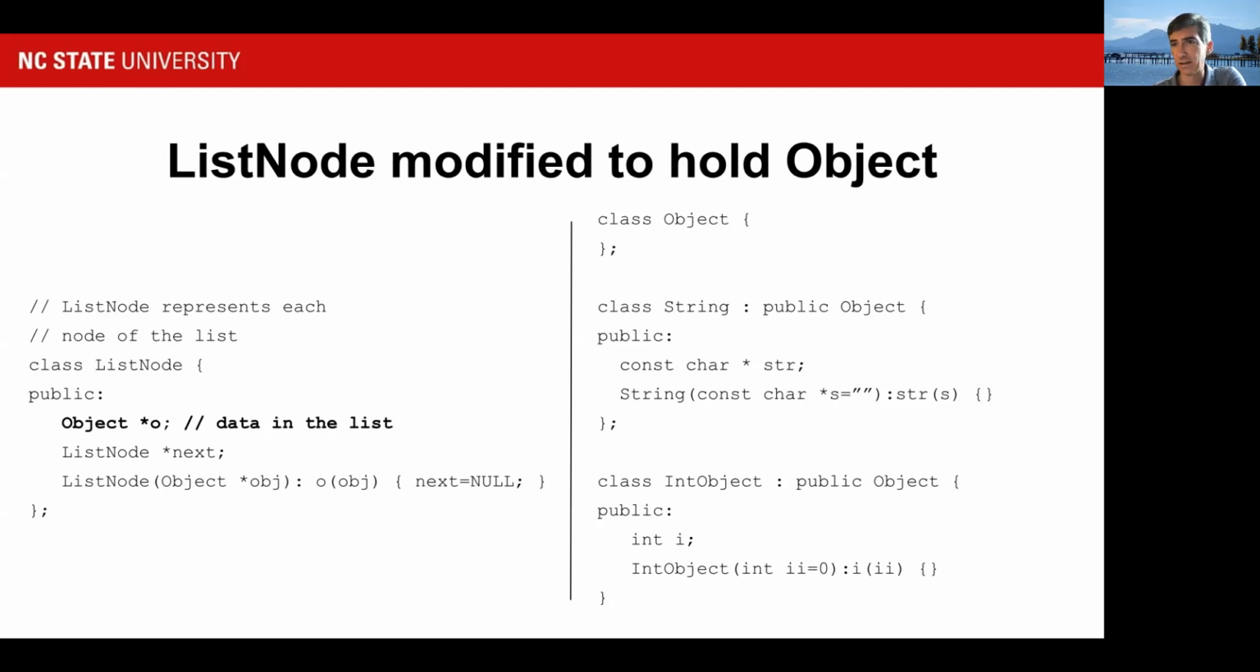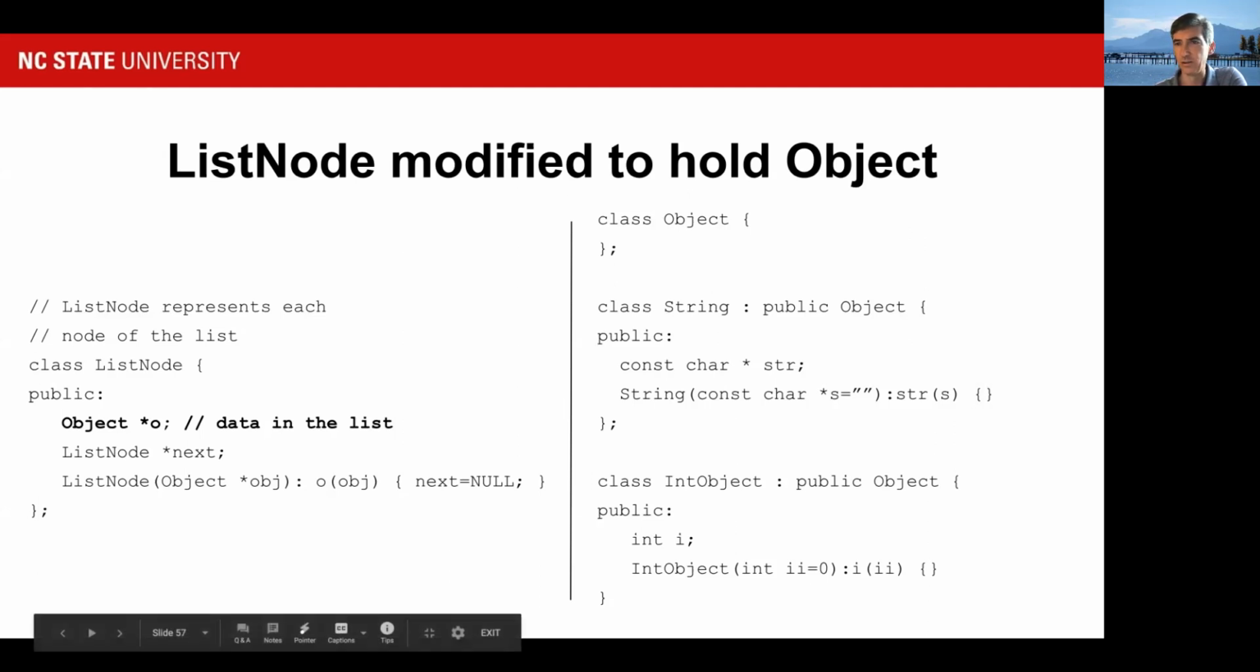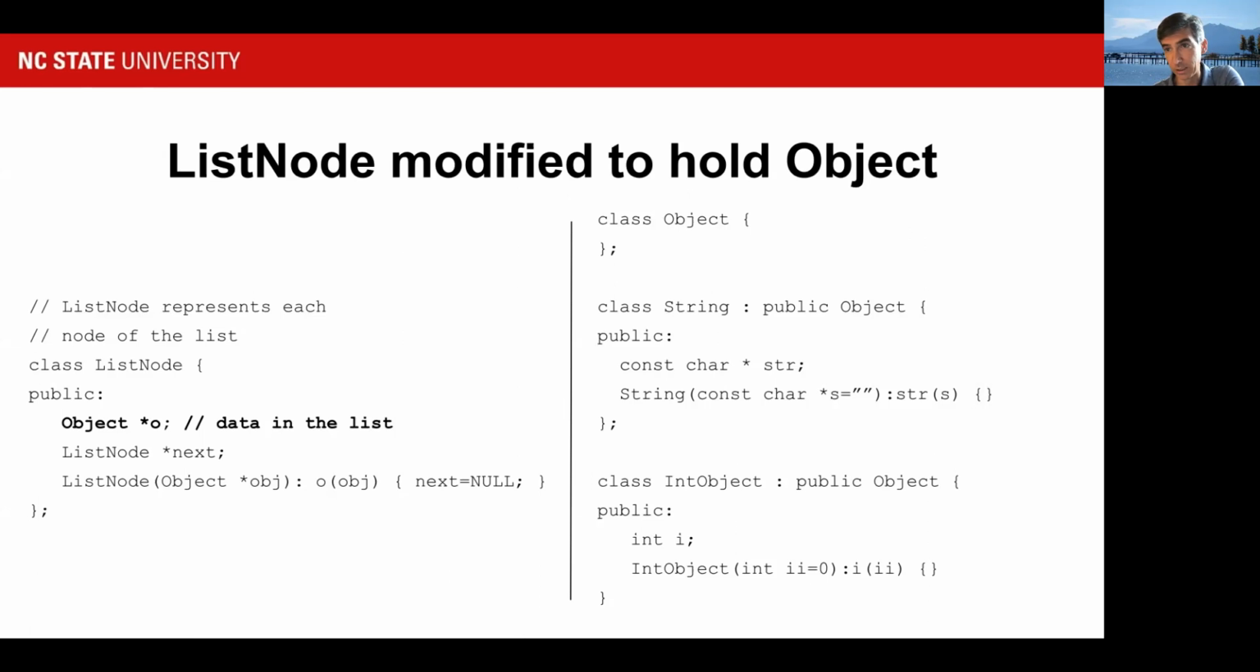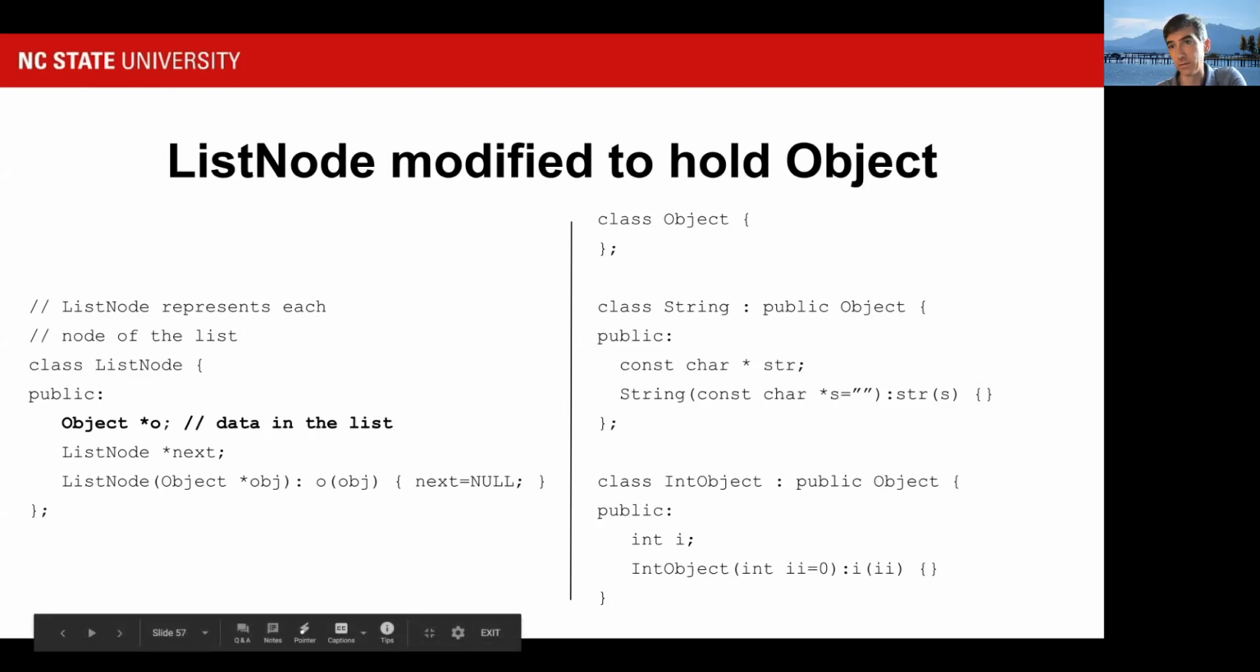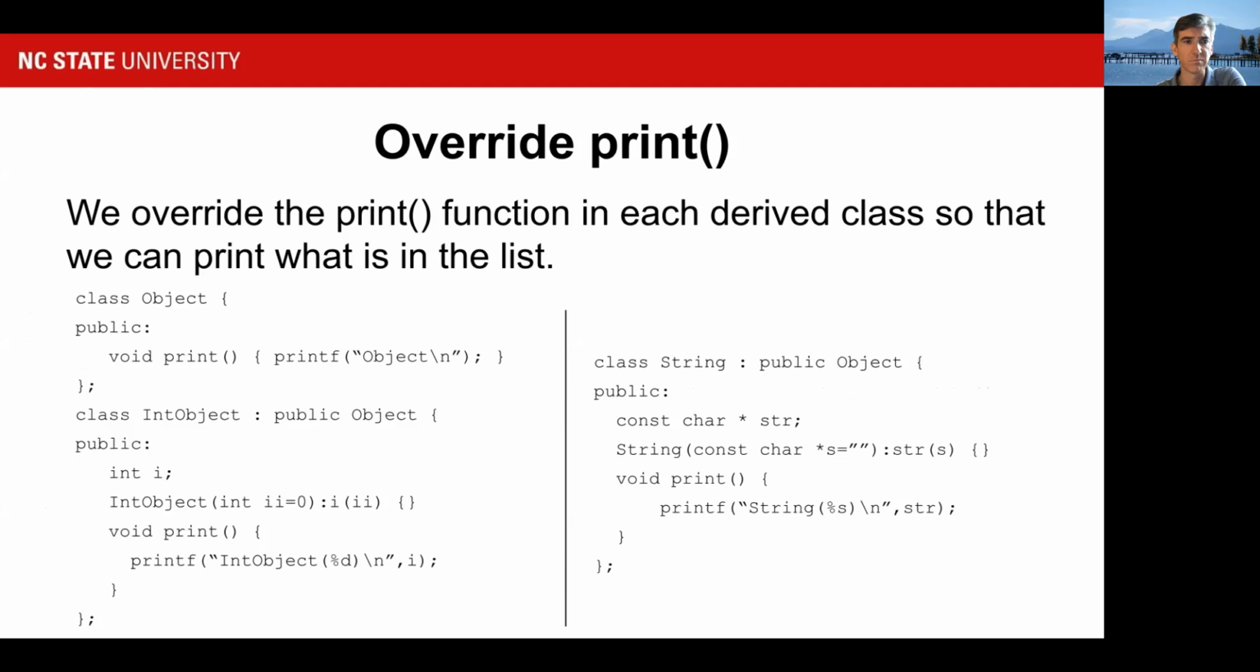And then I can also have an int object. Inside my int object, which also publicly inherits from object, it just has an integer. So in both of these cases, string is an object, int object is an object. That means I can put either a string or an int object in this list, and I can point this object pointer from my list node to either one of these kinds of objects. And that's pretty cool.